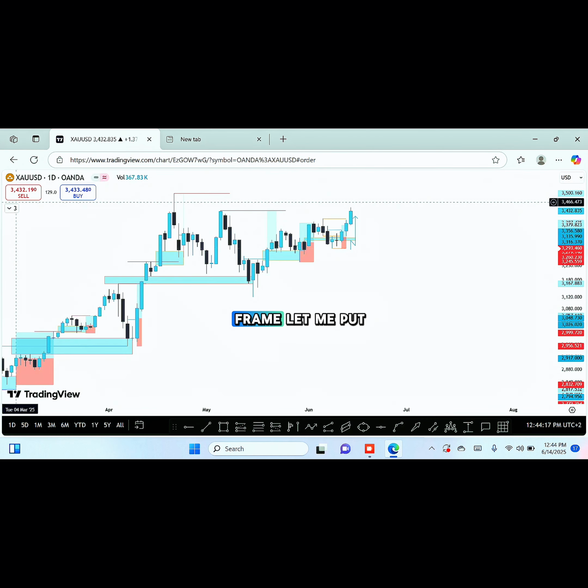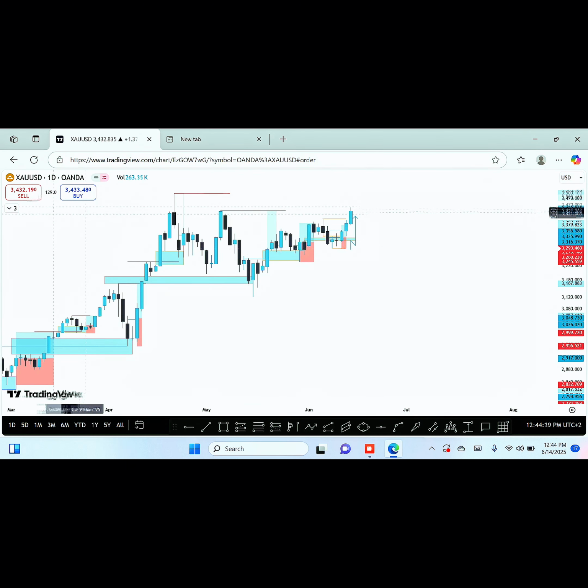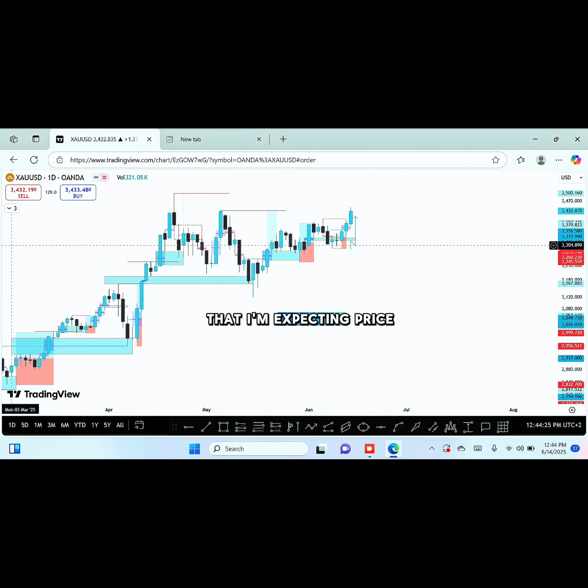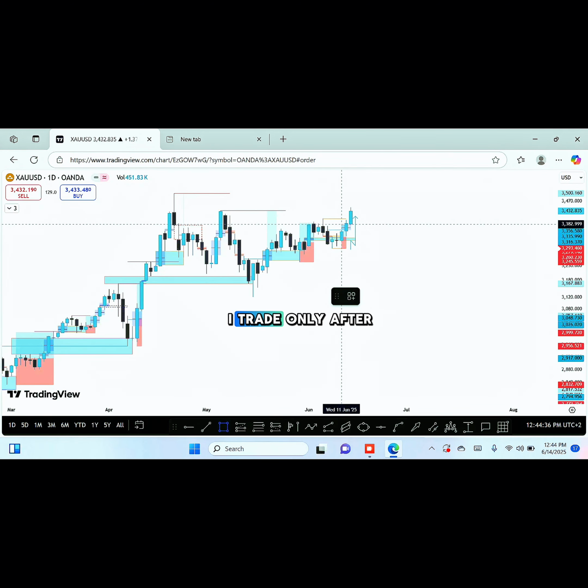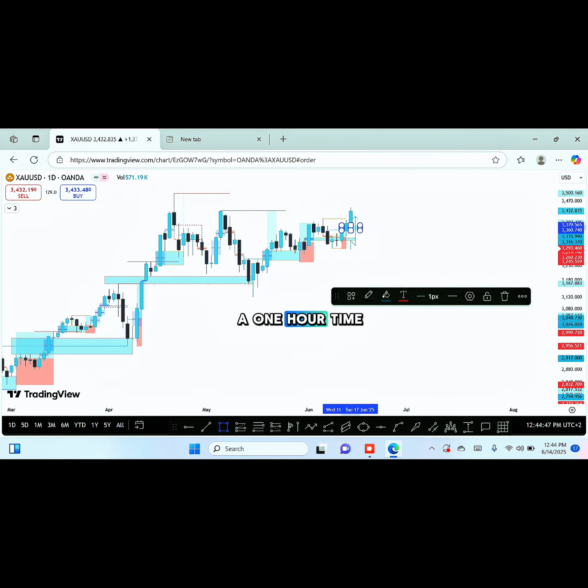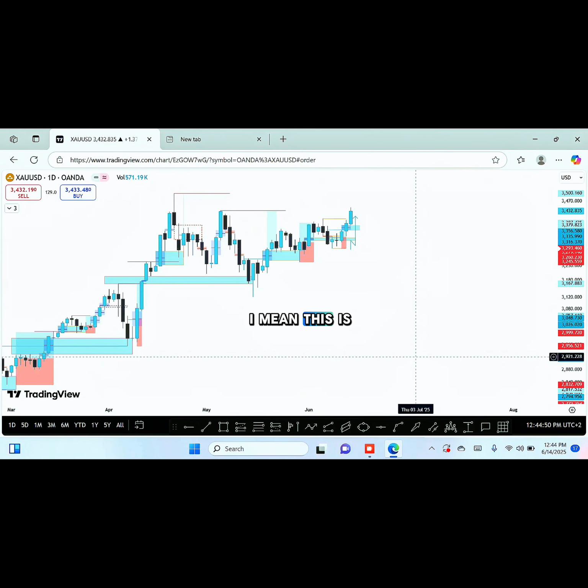So from the daily time frame, let me put on my imbalance indicator for you to see the fair value gap that I'm expecting price to revisit again, to know if we are going to go to the upside again from a price action. As you all know, I trade only after I notice a price action with fundamental backings to the price action, right? So this is a 1 hour time frame. This is a daily time frame fair value gap, right? As you can see, I've marked it out already.